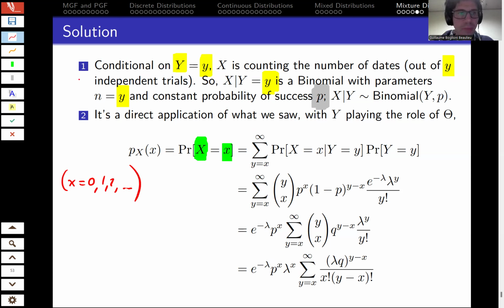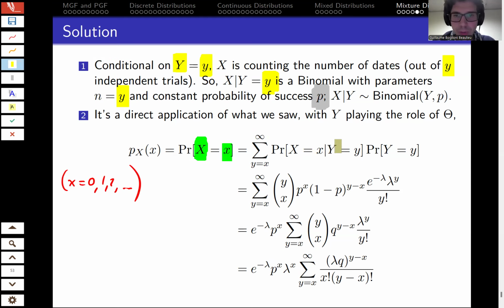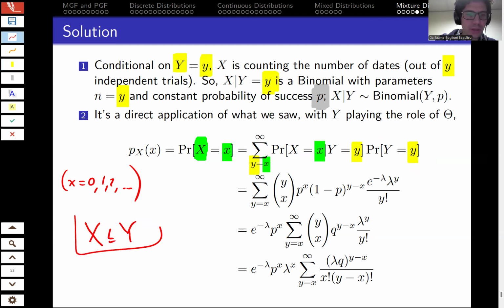Now, you then sum the conditional. So for all the possible values of y, you sum the probability that x, the random variable, takes the specific value little x, conditional, of course, on y being little y, times the probability that y is little y. But now, just be careful here, we're summing for all the values of y, but that go from x to infinity. Well, yes, take a second to convince yourself of this. X is always smaller than y.